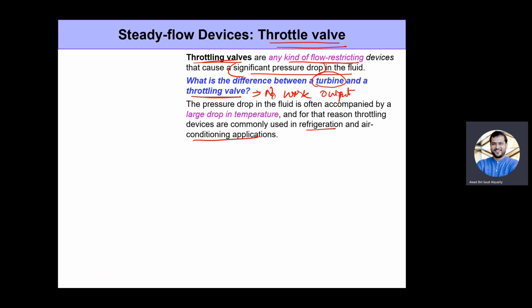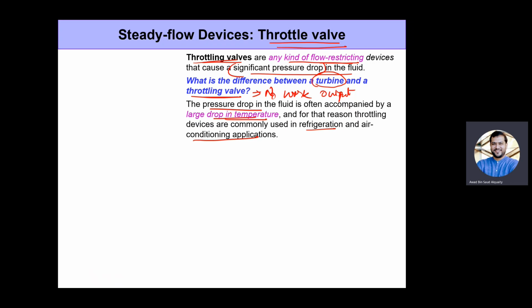Refrigerators and air conditioners, they consume power to give us the cooling that we need. So in this case, what we do is we make use of a throttling valve because what we are interested in ultimately is a huge drop in temperature. And this can be achieved for the refrigerant if we decrease its pressure. And that is what we do by making use of a throttling valve.